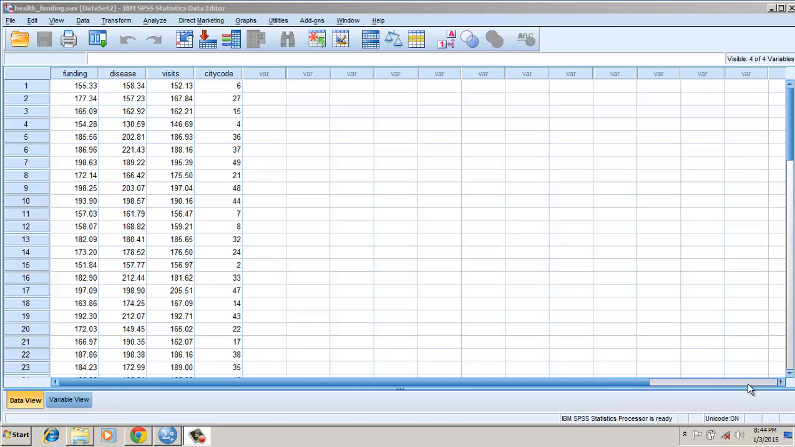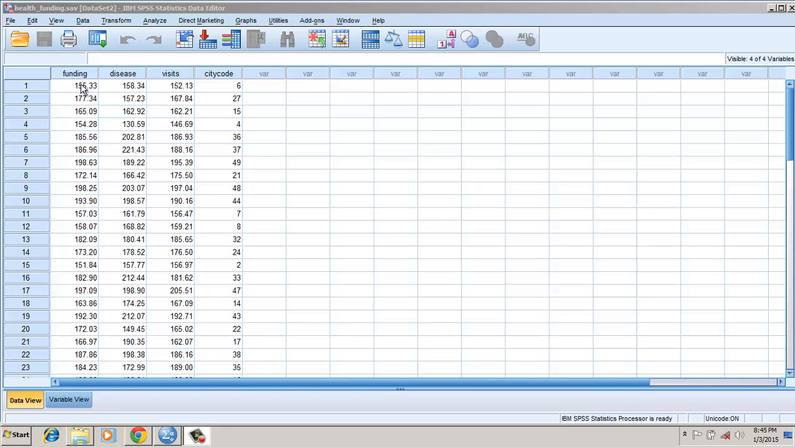This video is about partial correlation. In other words, I will be demonstrating the use of partial correlation. I have here with me data: funding, that is the amount of rupees in crores of government funds, and the number of diseases reported, or in other words the number of diseases noticed in a particular area. And in this variable, visit, the number of visits a patient makes to the doctor.